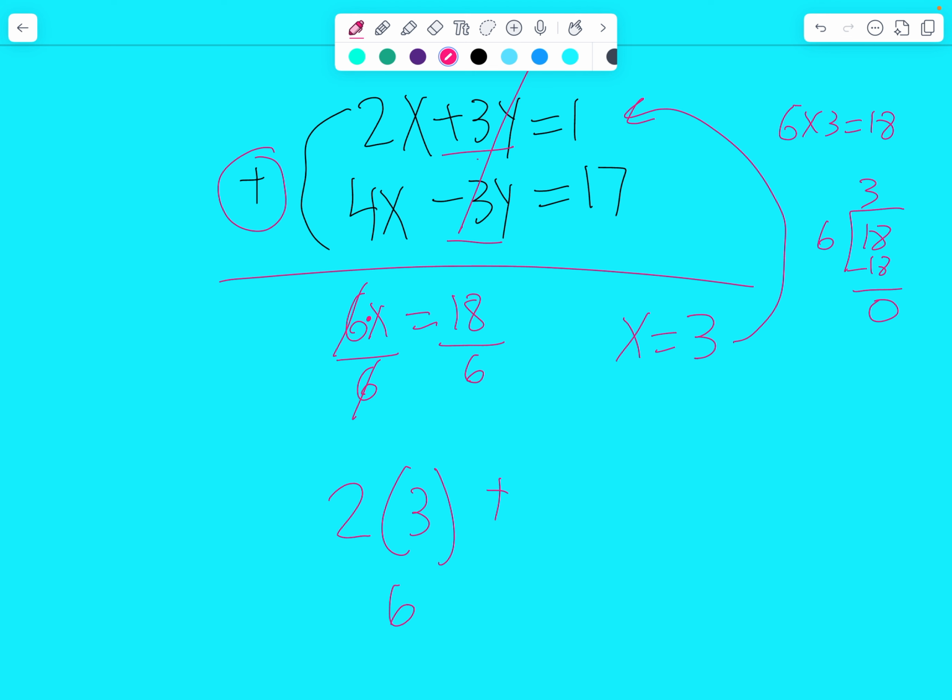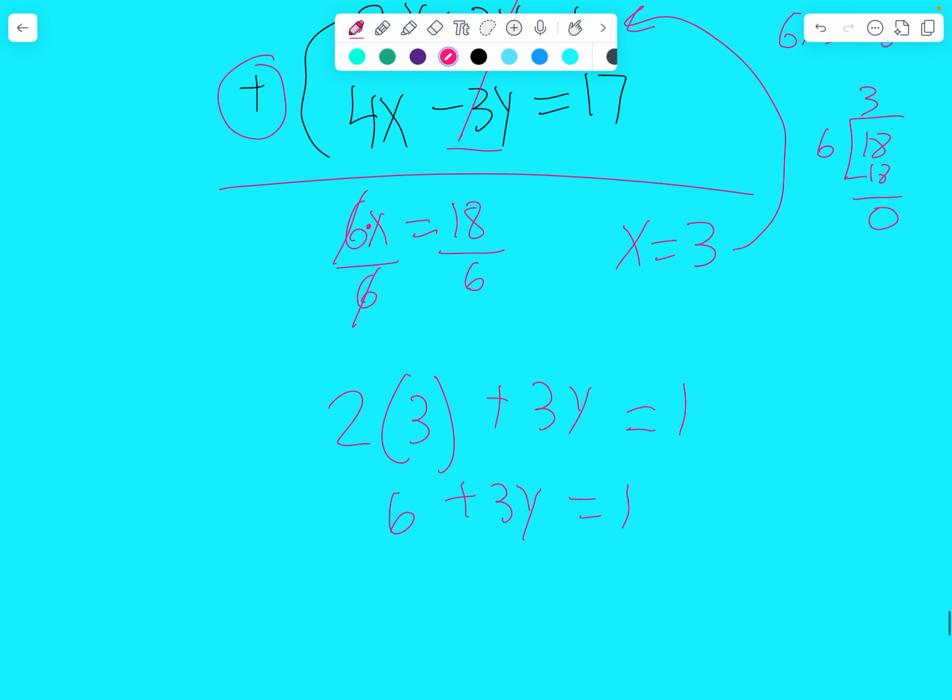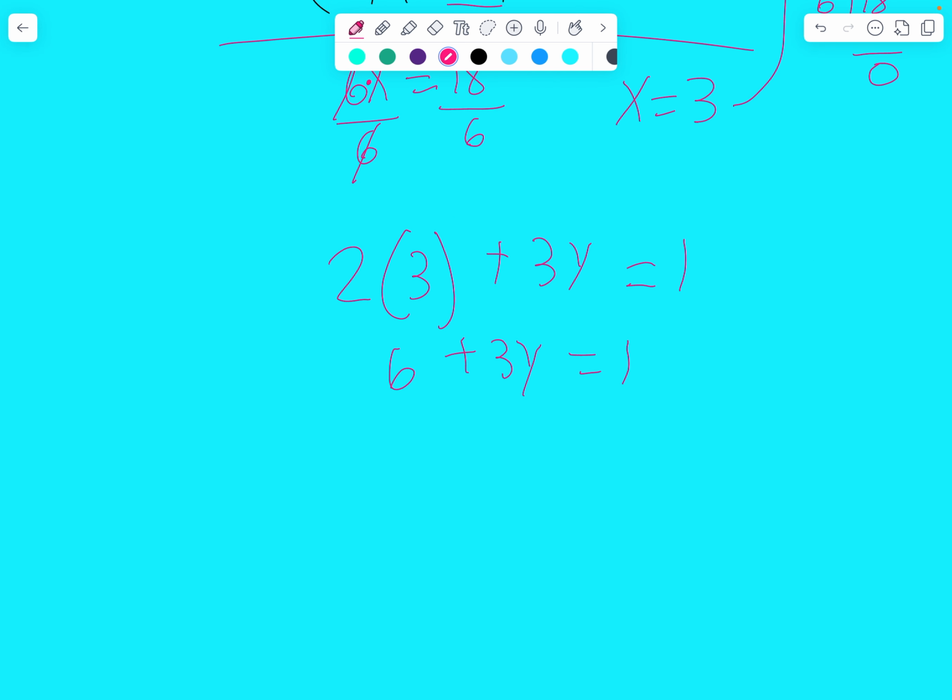6 plus 3y, just rewriting it, is equal to 1. So I'm going to minus 6 on both sides because I want y on one side by itself. So I have 3y is equal to 1 minus 6. If I have $1, but I owe someone $6, I'm not in debt by $6, I'm in debt by $5.